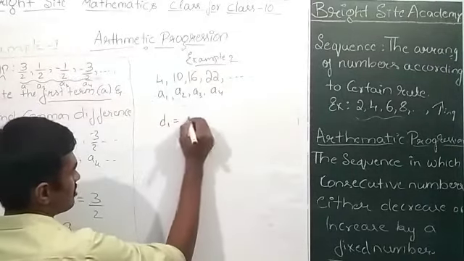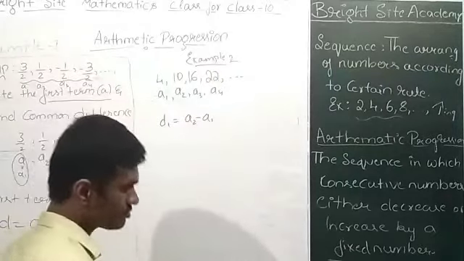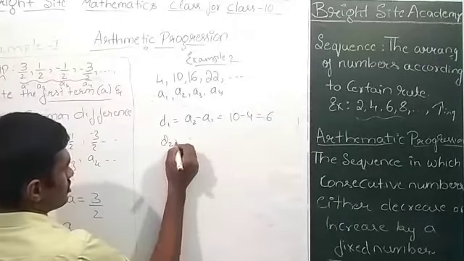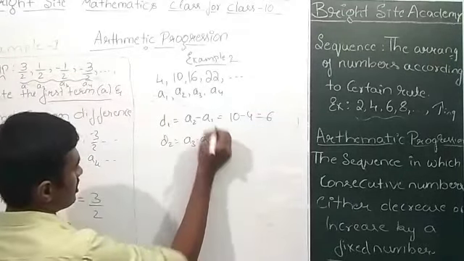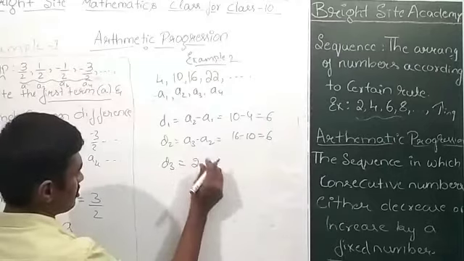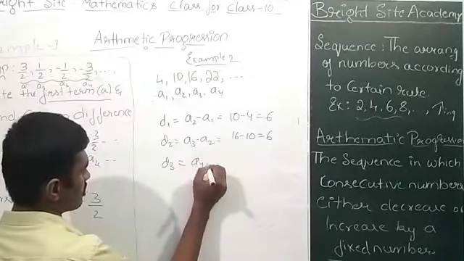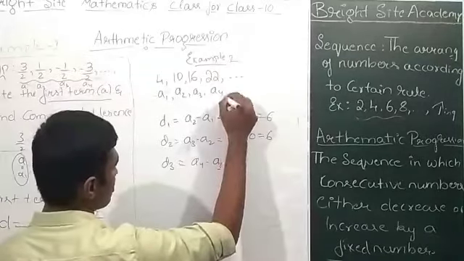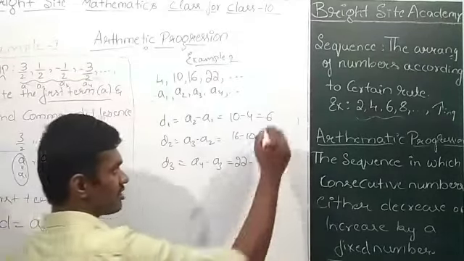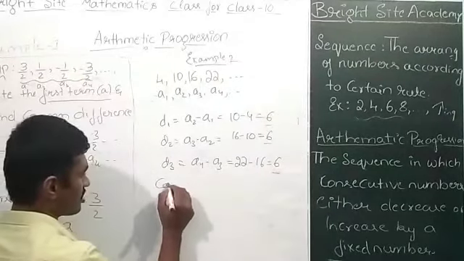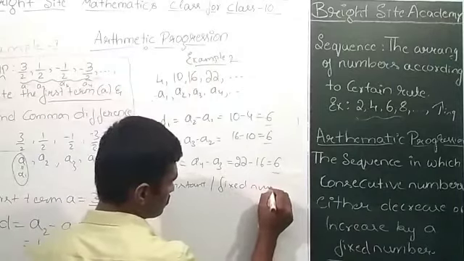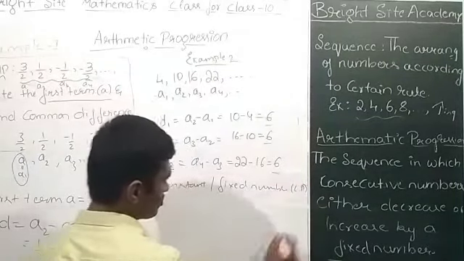Let us take D1 is equal to A2 minus A1. What is A2 here? 10 minus 4 is equal to 6. D2 is equal to A3 minus A2, where 16 minus 10 is equal to 6. D3 is equal to A4 minus A3, so that is 22 minus 16. What is 22 minus 16? That is also 6. Here 6 is a constant or fixed number or common difference, right?